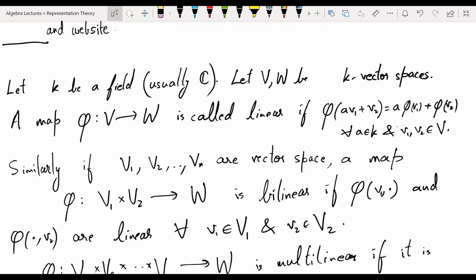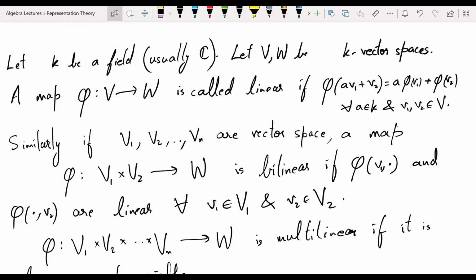Even in more advanced courses on representation theory, the groups may be infinite, but usually the vector spaces are considered to be finite dimensional for most of representation theory. There are infinite dimensional representations, but they are less studied. So this is a linear map.